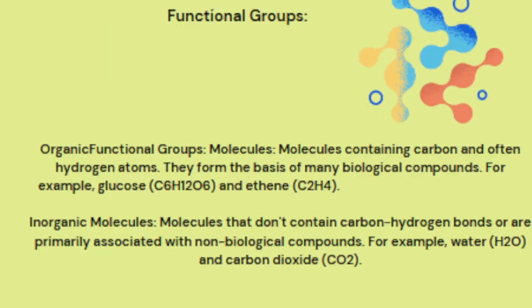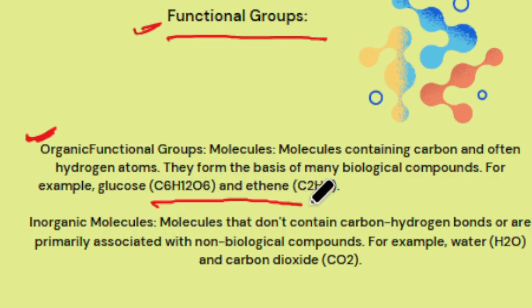Okay, next example we take is about functional groups. According to functional group, how do we divide molecules? The first one is the organic functional group. As we know, what is organic? Organic means where carbon and hydrogen atoms are present, that makes organic chemistry. So the type of molecule where carbon and hydrogen elements are present makes an organic functional group.